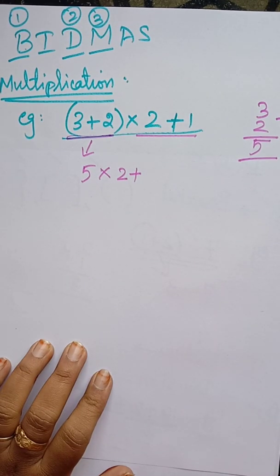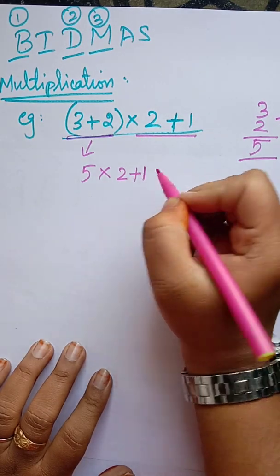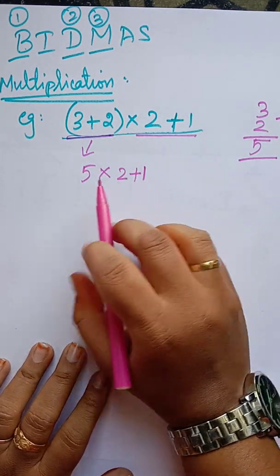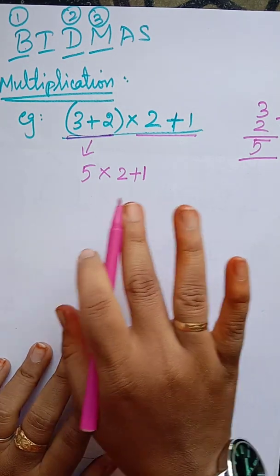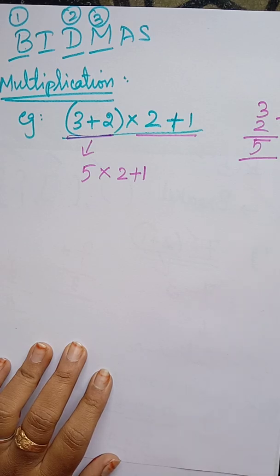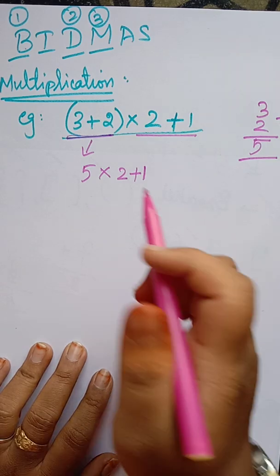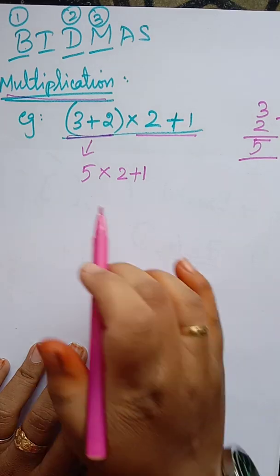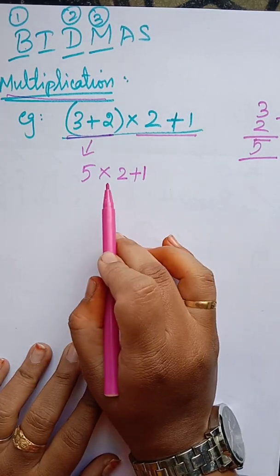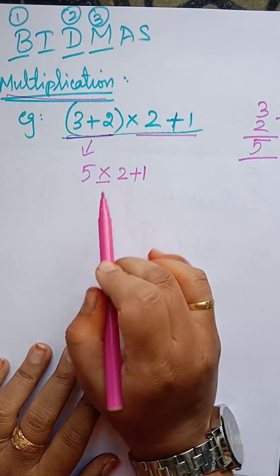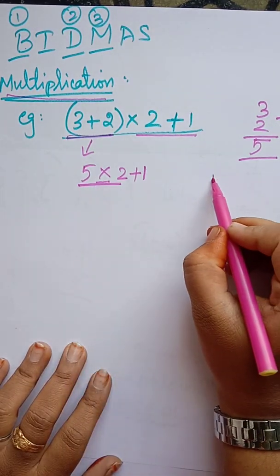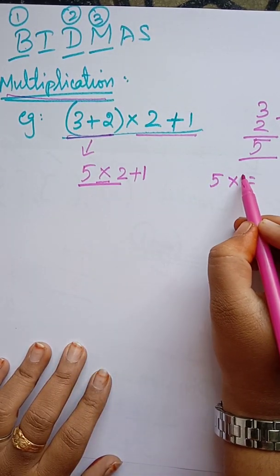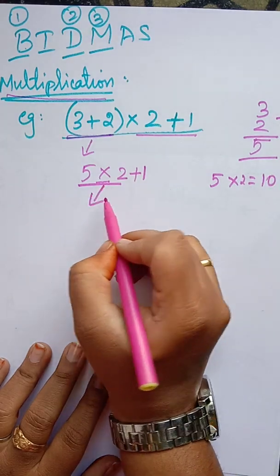Now we continue with 5 into 2 plus 1. We have completed the bracket. After bracket, what is the rule? Division. Can we see any division here? No. If it is not there, we move to multiplication. Can we see any multiplication symbol here? Yes. So we have to multiply 5 into 2, which is 10. We replace it with 10.